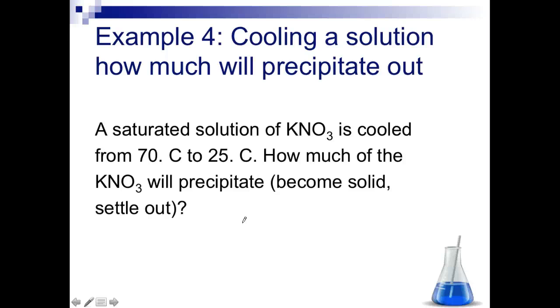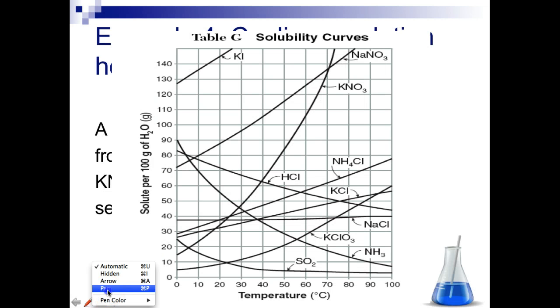Now, what about the opposite? What if you have a solution and then you cooled it? Sometimes when you cool solutions, crystals will fall out. How many crystals will fall out and become a solid? In this case, a saturated solution of KNO3 is cooled from 70 to 25 degrees Celsius. How much KNO3 will precipitate, or become a solid and settle out? So we're talking about KNO3, which is right here. We're starting off at 70, so we're going to go all the way up to our line. We are right here, and we're going to go over. That's about, if I could draw straight, 135.